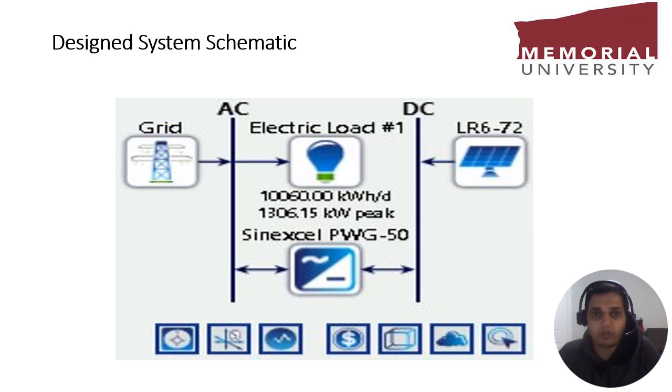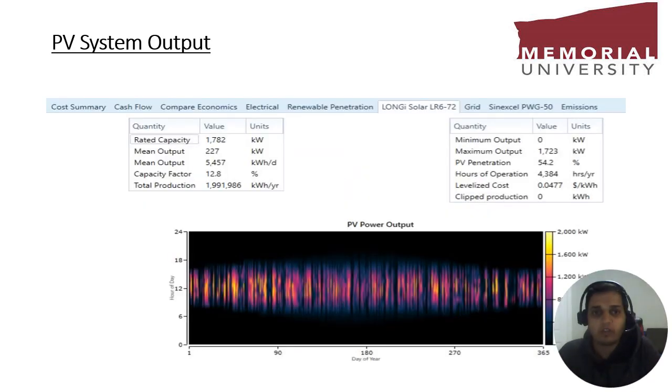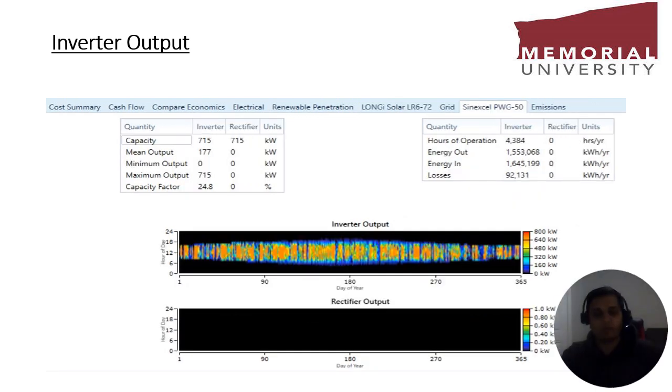So moving on to the next slide. Once we run the simulation in HOMER, for the PV panels we use the HOMER optimization. The rated capacity of the panel is 1782 kilowatt, and the maximum power we will be getting out of the solar panel is 1723 kilowatt, and the solar penetration is around 54.2 kilowatt. So this is it for the power system output.